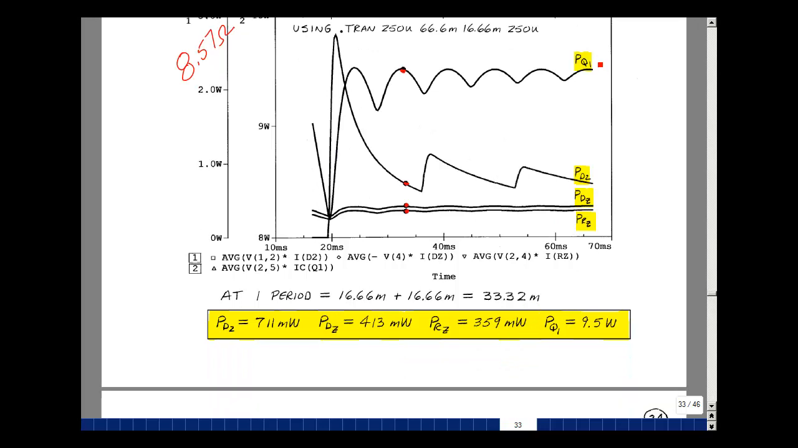So I marked on here the average value of the power in the transistor, the diode in the bridge rectifier, the zener diode, and that resistor that we had feeding the zener. In the bridge rectifier, my average power dissipated is 711 milliwatts. For the zener, 413 milliwatts. For the resistor, 359 milliwatts. And for the transistor, 9.5 watts.